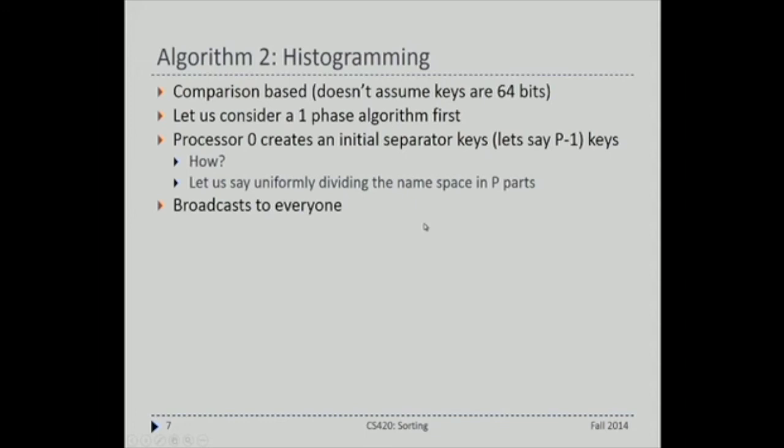So I can calculate a count of how many keys will go into each processor if we were to adhere to that particular set of separator keys, right? And so you can then do a global reduction across all processors to see what the global distribution would look like for every processor if we were to use these separator keys. And that will be wrong.